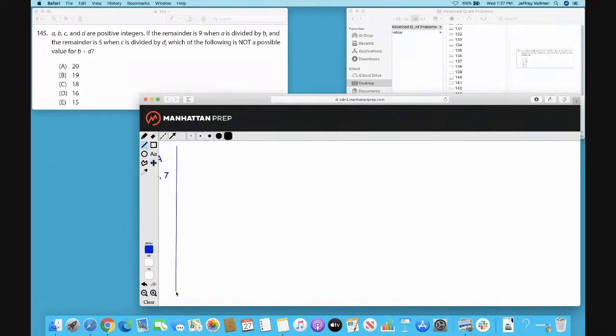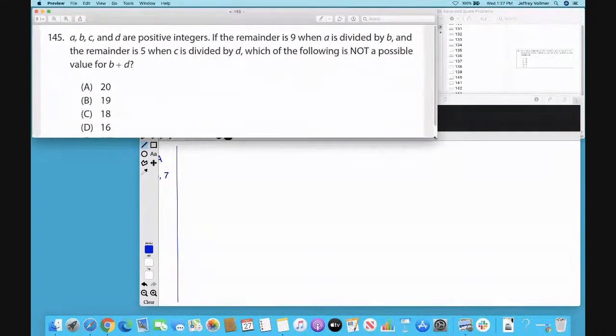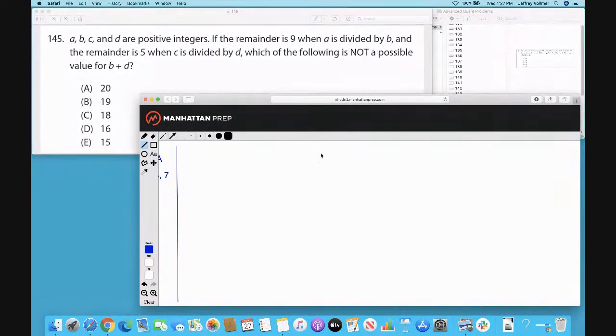All right, A, B, C, and D. I need to blow this up for you guys. There we go. A, B, C, and D are positive integers. The remainder is 9 when A is divided by B. This would be one where I definitely wish I could have a stylus. So A divided by B equals something, remainder 9.